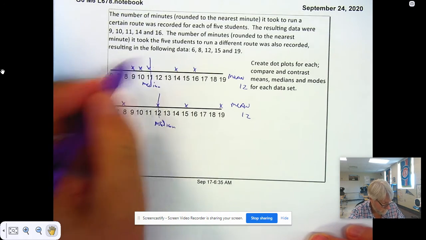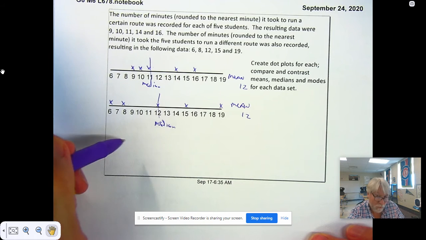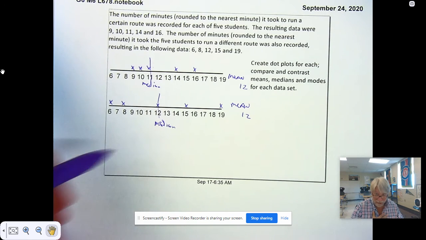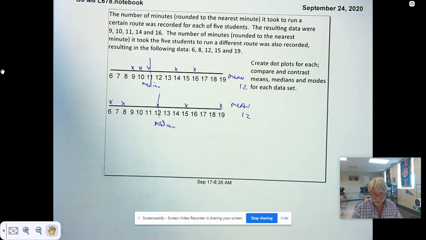Modes: all 5 are modes for each, or perhaps you would say that neither has a mode because nothing is more than 1. I will accept either answer. Some teachers will have different ideas about what is the mode. I'll accept there is no mode, or that 9, 10, 11, 14, and 16 are all modes because they're all the highest and they're all the lowest.